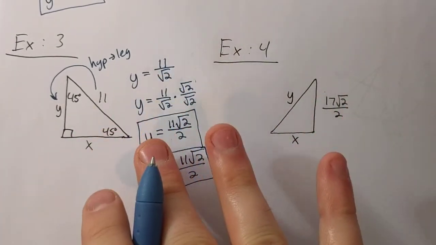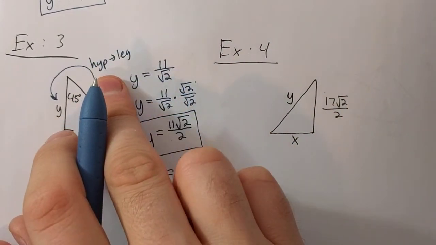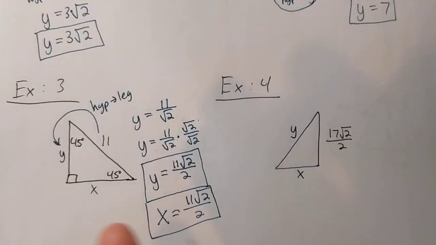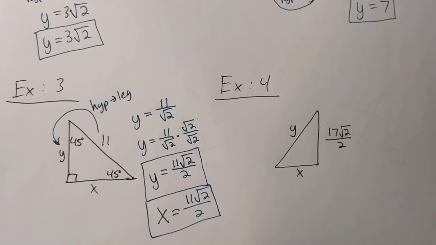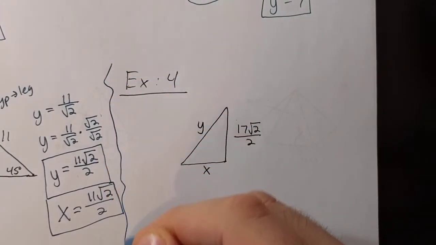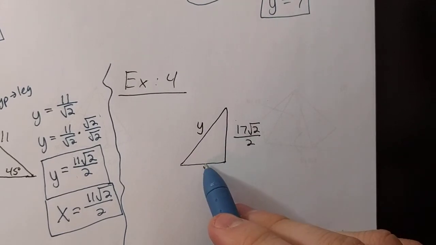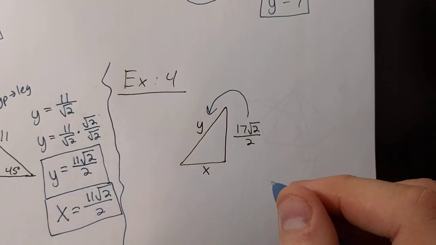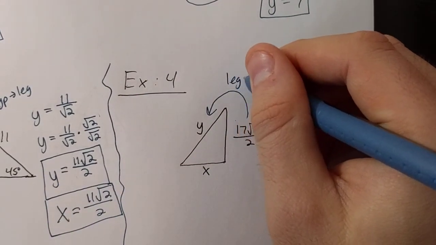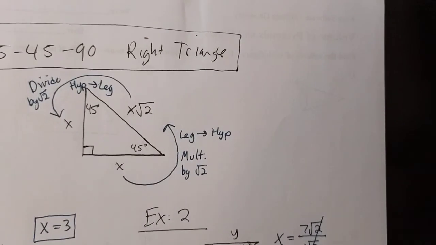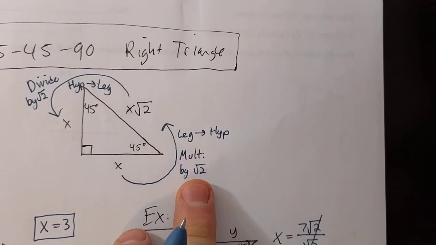So this one took a little bit more time, but again, the math didn't change from example 3 to example 2. It's still going hypotenuse to leg. You're dividing by square root 2. Example 4, they give you a leg and they ask you for the other leg and the hypotenuse. To go from leg to hypotenuse, check your diagram up here. It says to multiply by root 2.